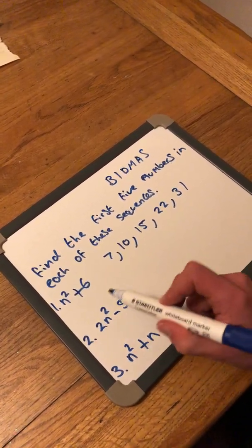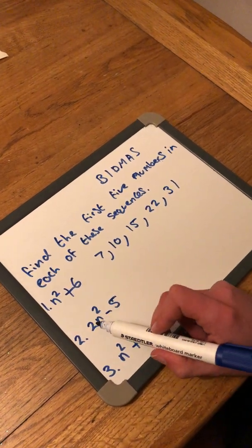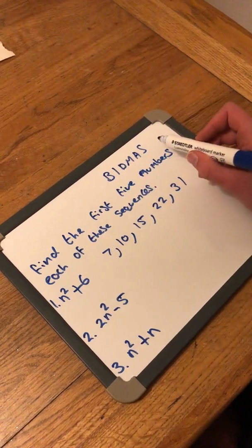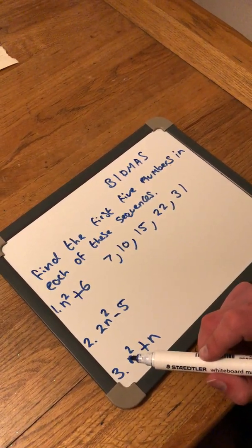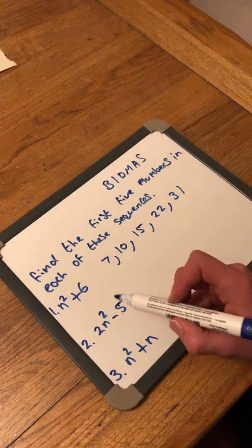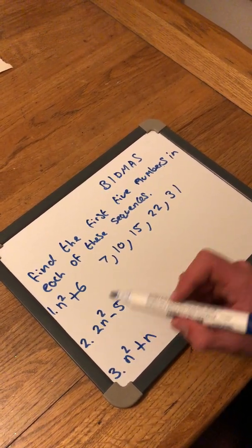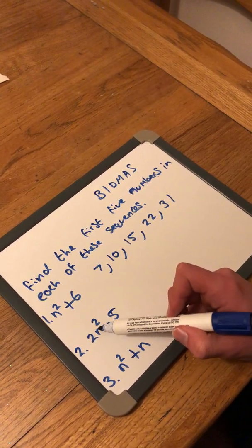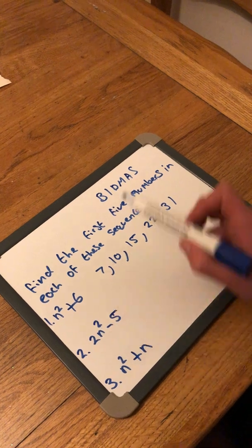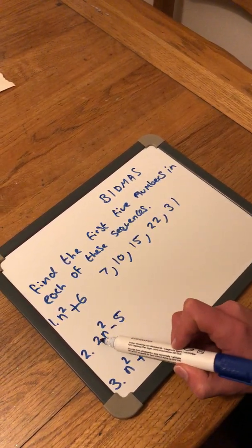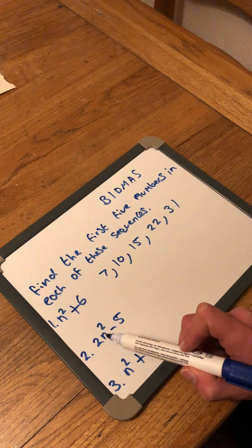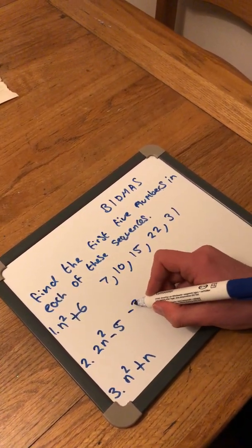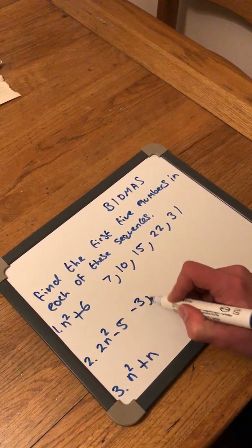Question 2 is getting a little bit more difficult. We've now got 2n squared, subtract 5. But again, we're just going to follow our rule of BIDMAS and work out each of our numbers in our sequence. So for our first one, when n is 1, we need to remember in BIDMAS that we need to do our indices first. So 1 squared, 1 times 1 is 1. And then we do our multiplication. So 2 times 1 is 2, then take away 5 would give us negative 3. So that is our first term in our sequence.